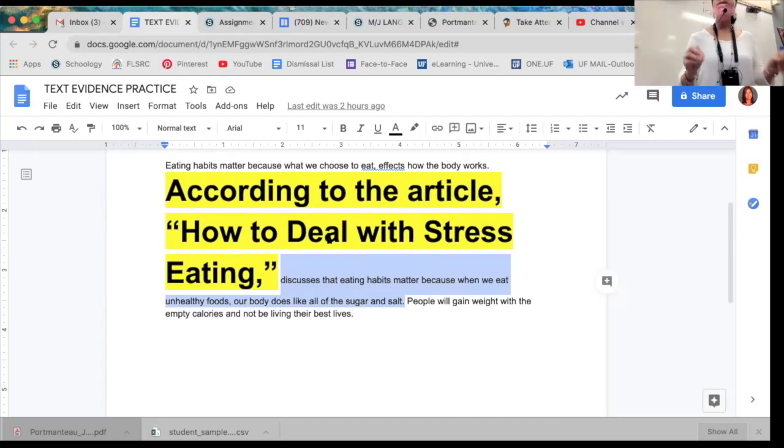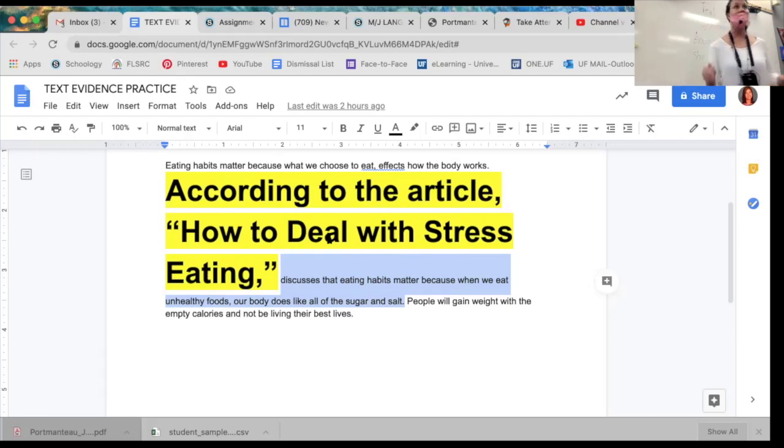So according to the article, How to Deal with Stress. Hey, what are you going to say when you're putting down text evidence? Oh, according to the article, every time. And you're going to be like, oh my gosh, Mrs. Woods, I feel like I'm doing this over and over again. Good, because the more you do it, the stronger you will be, and then we'll figure out other ways that you can say it so that it's not sounding the same repetitious thing.